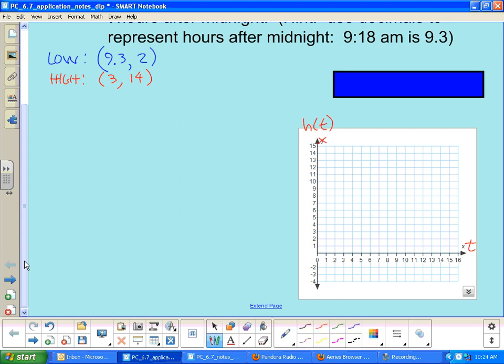We're going to count over. So this 0 right here, that represents midnight. And we're going to go over 3 and up 14. So over 3, up 14, and I get a point right there. 3, 14. There's my very first point on my curve.